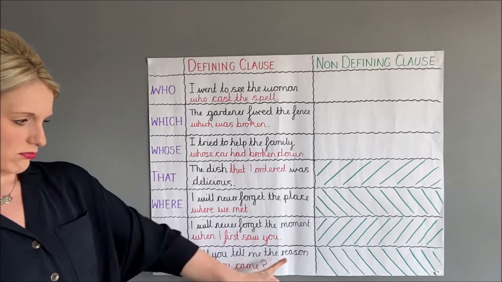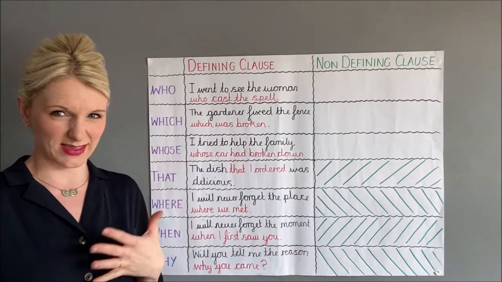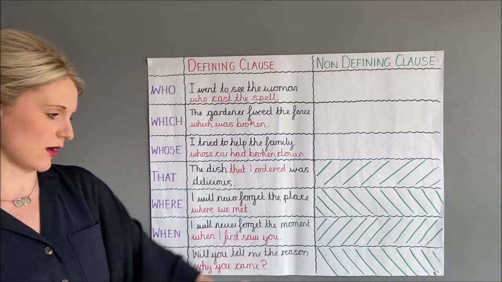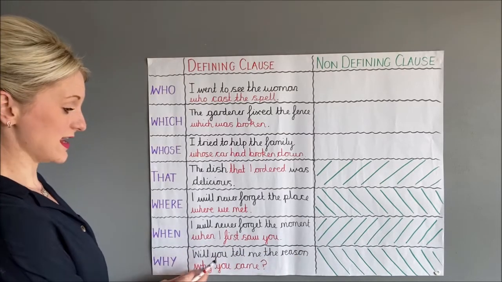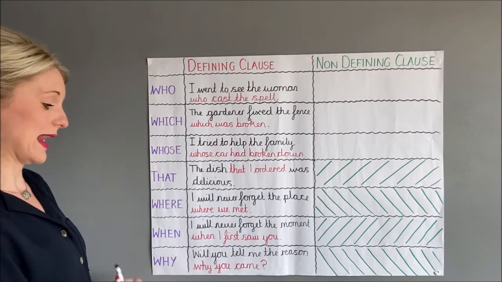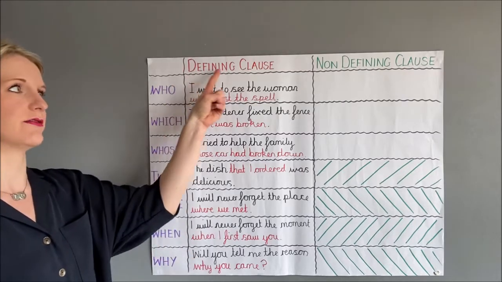Okay. Will you tell me the reason doesn't make clear on its own what reason I'm talking about. So will you tell me the reason why you came? I need that information for my sentence to be clear, so it doesn't need a comma. It's a defining relative clause.